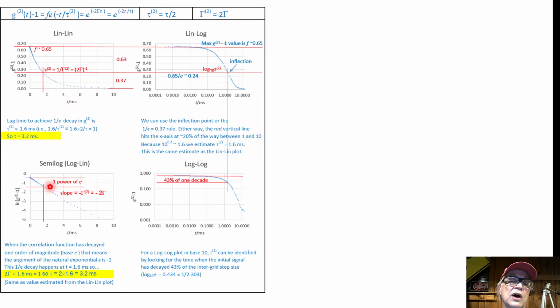You could also try to locate gamma from this semi-logarithmic curve. Here we've taken the natural log and plotted against linear time, and then the slope should give you the decay rate. Okay, and remember our decay rate is 2 gamma, 2 big gamma. All right, so that may take a little getting used to. It certainly took me a while to get used to that.